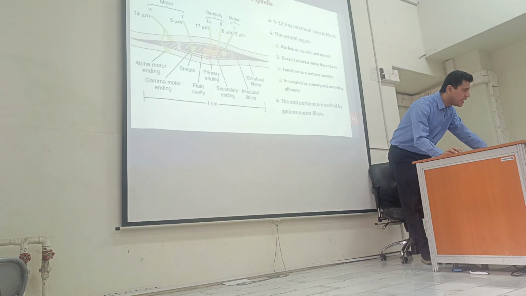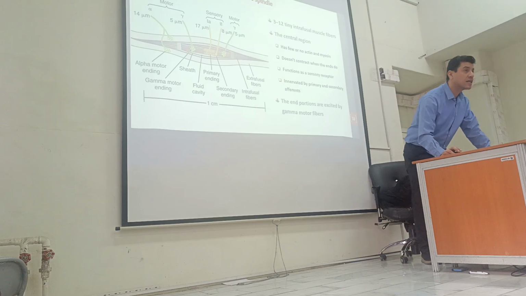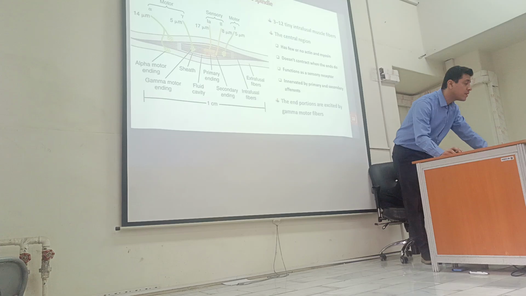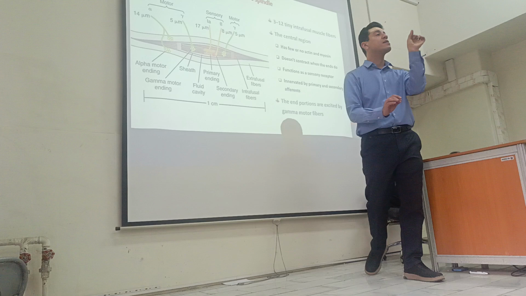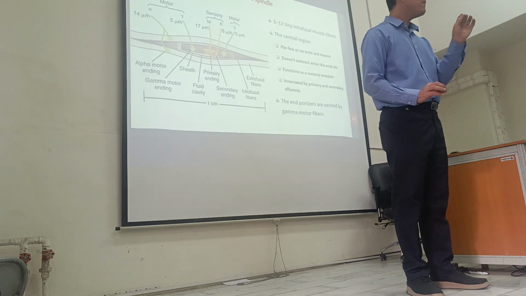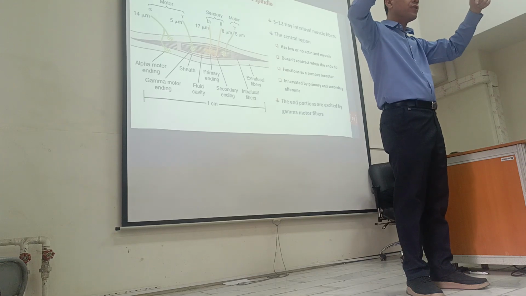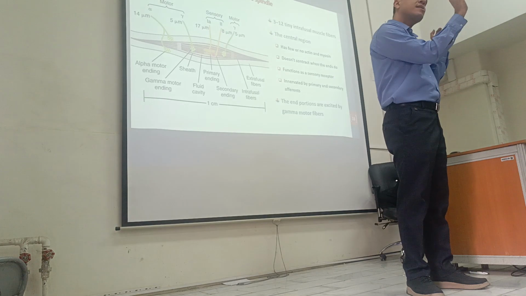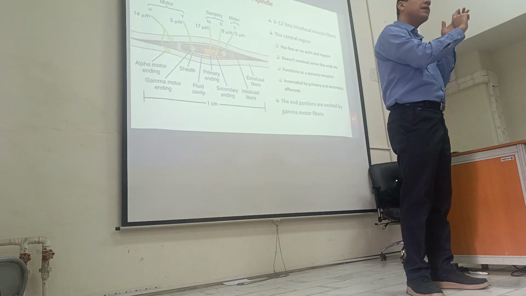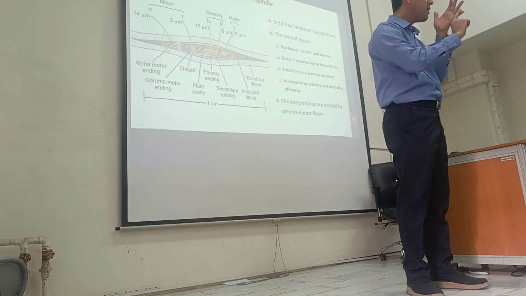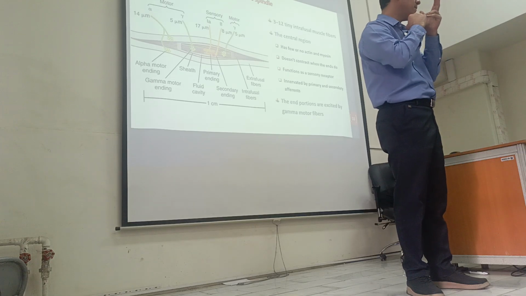Intrafusal fibers in the middle part don't have actin and myosin, but in the polar parts, the two sides, they have actin and myosin. So they can contract on both ends, but not in the middle part, right? The middle part is innervated by sensory neurons, not motor neurons. But the ends are innervated by motor neurons, gamma, right? The sensory neurons which innervate the middle part include type 1A fibers and type 2 fibers.